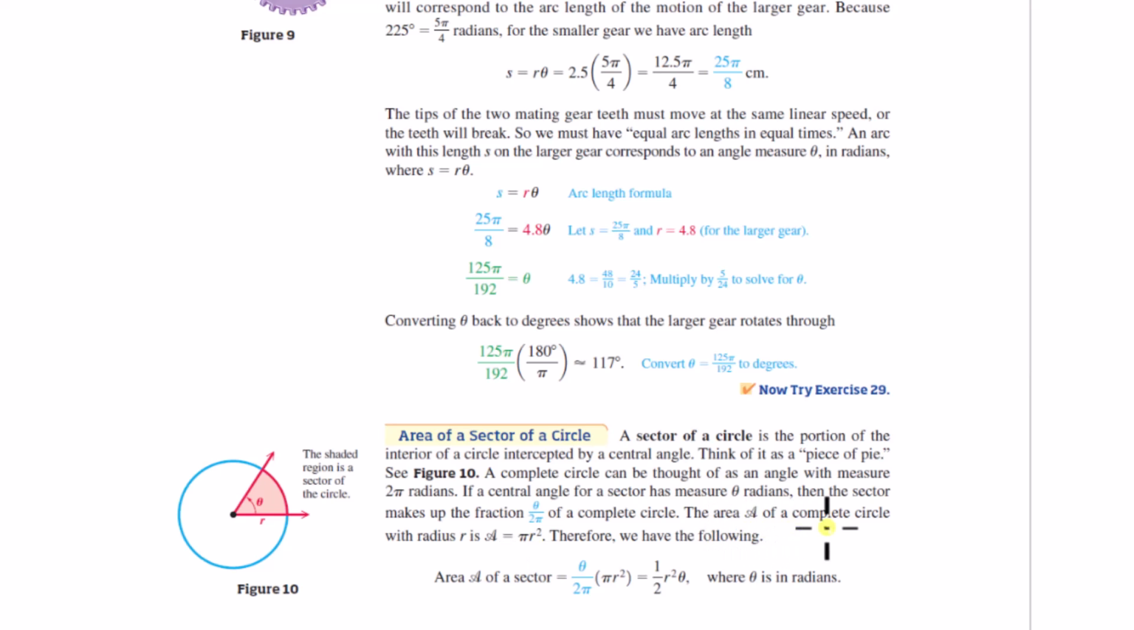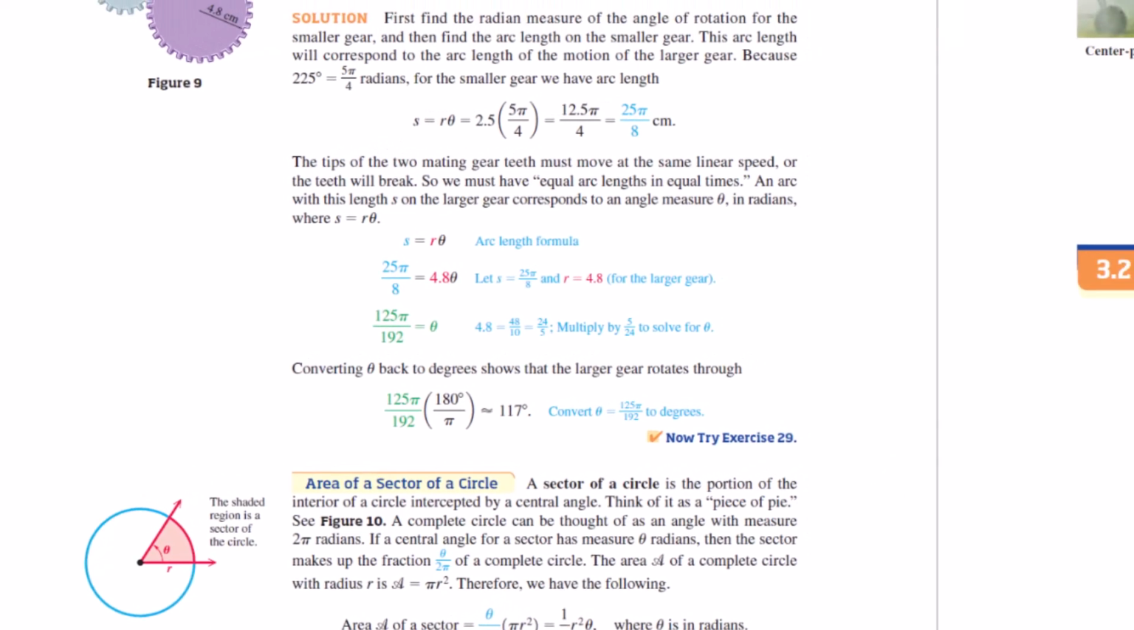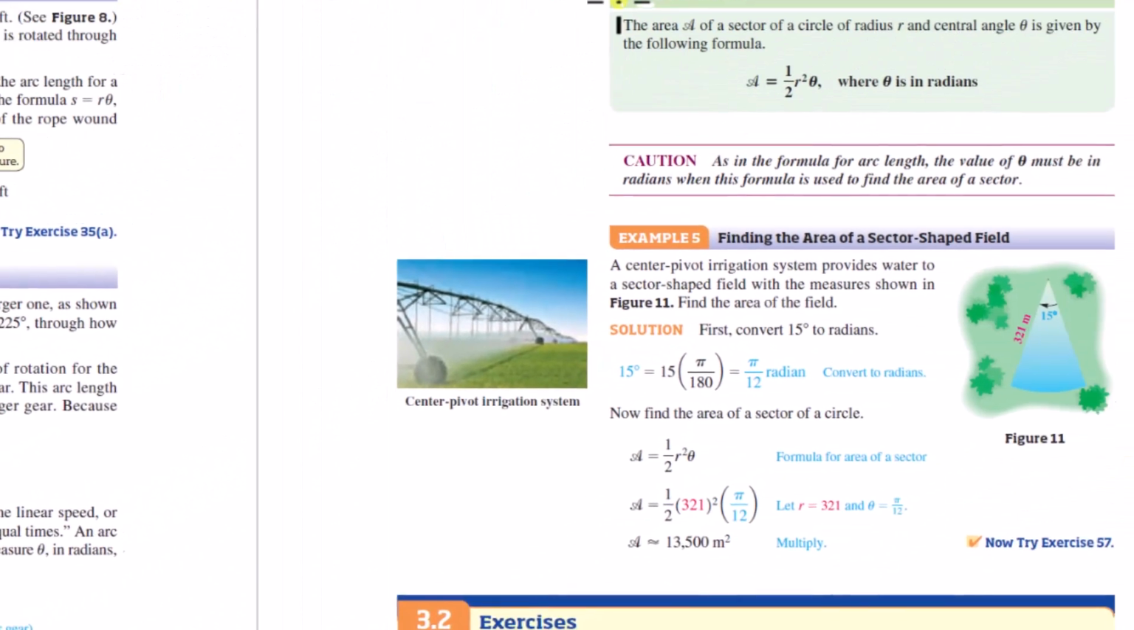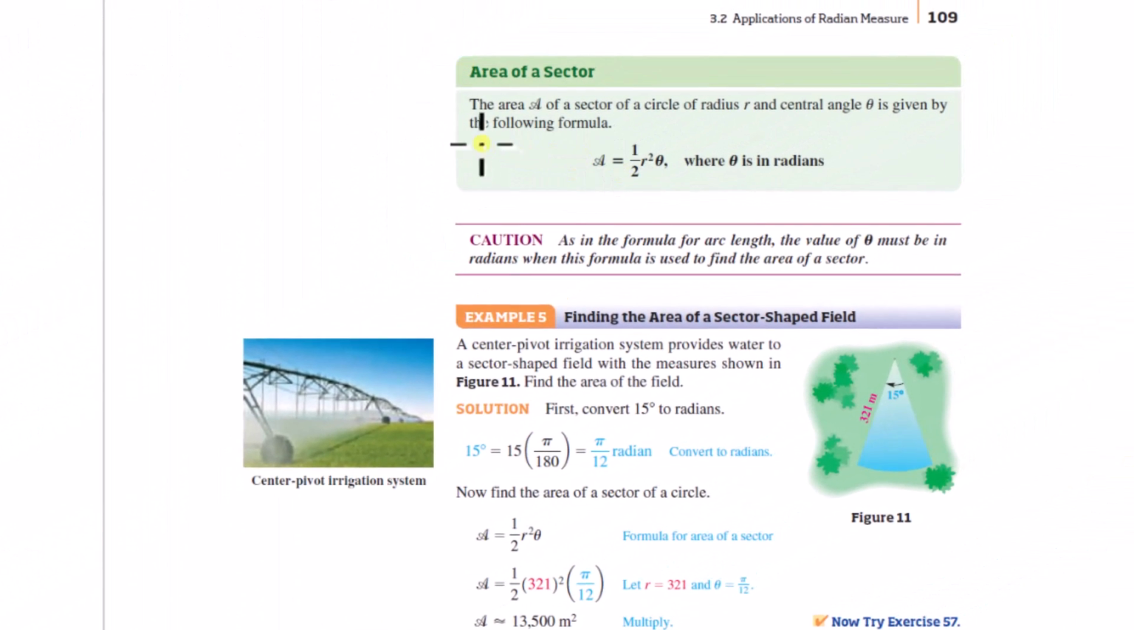The area of a complete circle with radius r is pi r squared. Therefore, we have the following. Theta divided by 2 pi times pi r squared, there's the area of the sector. And so what happens with radians is these pi's cancel, and you just have 1/2 r squared theta. That wouldn't happen with degrees, right? You'd have theta divided by 360 times pi r squared. So there's the area of a sector where theta is in radians.